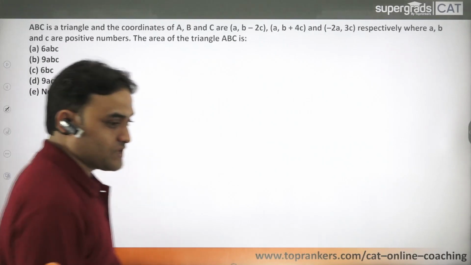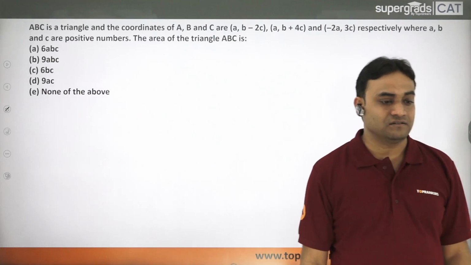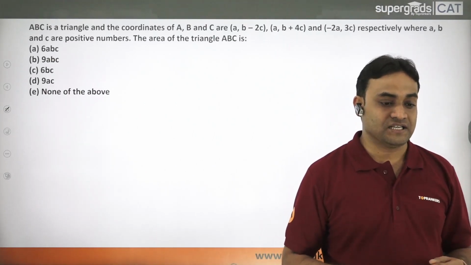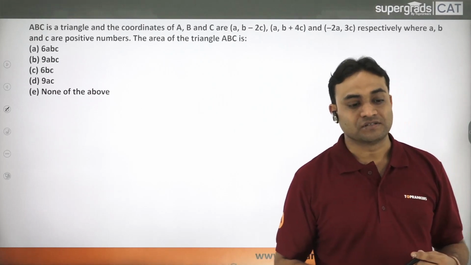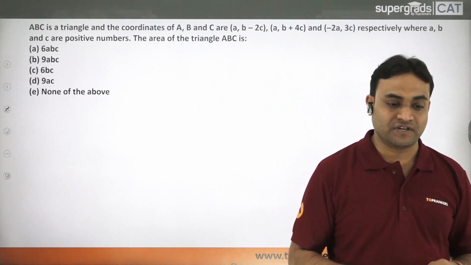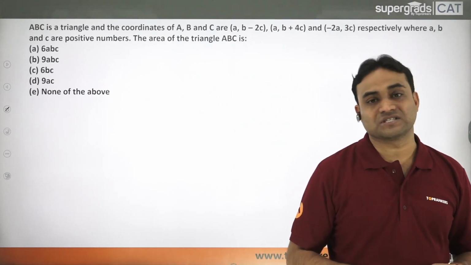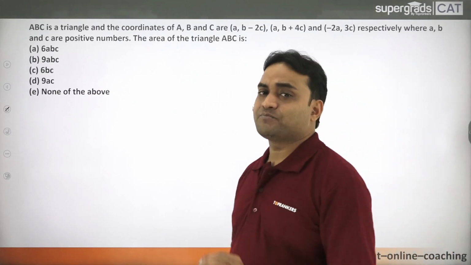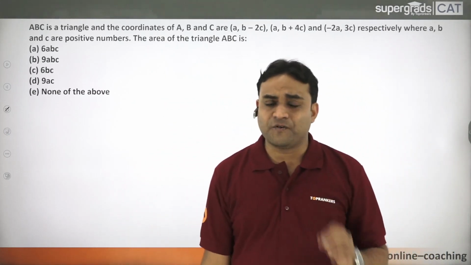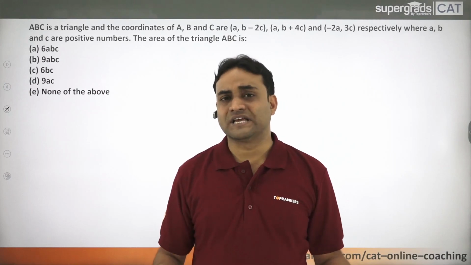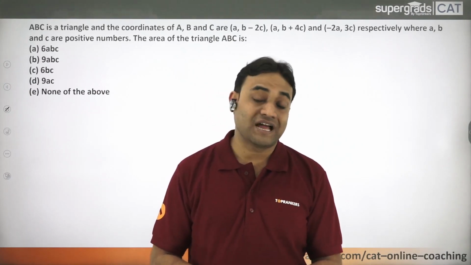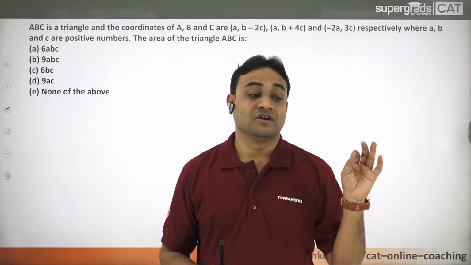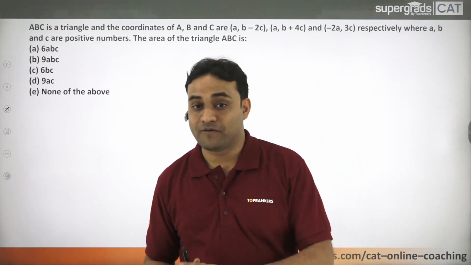Next question. It says ABC is a triangle and the coordinates of A, B, and C are (a, b minus 2c), (a, b plus 4c), and (minus 2a, 3c) respectively, where a, b, and c are positive numbers. Find the area of triangle ABC. So it's given that a, b, c are positive numbers. At first, it looks like we can solve this by hit and trial, but that will become way too hectic for you because you can see there is an option which says none of the above.